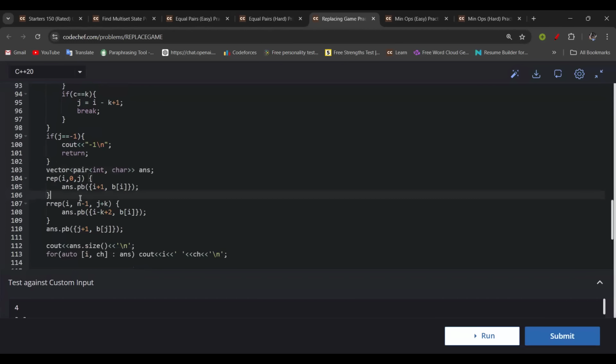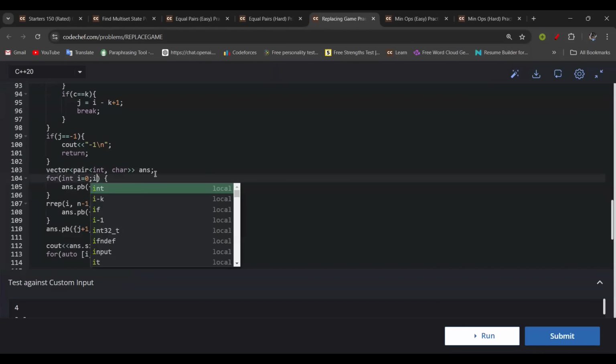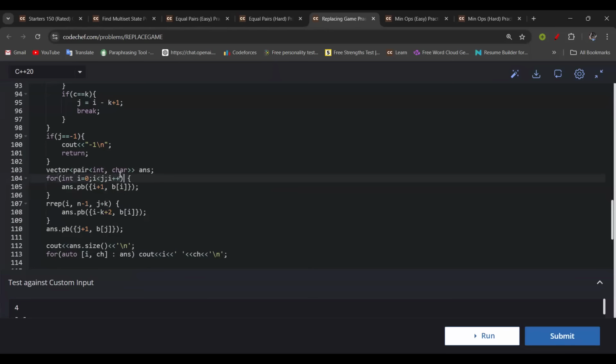So how should the sequence of my operations be for all the values before j. This loop is running from 0 up till less than j. So this is a for loop from 0 to less than j. And what I am doing is, in my answer, I would push back I plus 1. This was 0-based indexing, so I push back I plus 1 because in the answer I have to print in the form of 1-based indexing. That's why it's I plus 1, otherwise it would be I only. So start from I and take the character bi. Bi is the character that I would replace. This is for the left side.